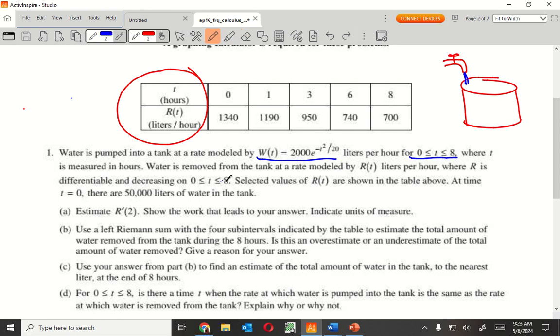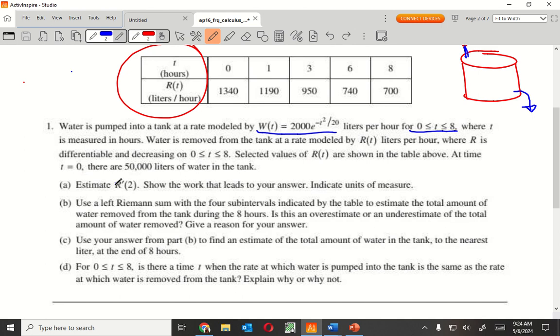Okay, so water is coming out also, modeled by this R. R is differentiable and decreasing from here to here. Selected values of R are shown in the table below. At T equals 0, there are 50,000 liters of water in the tank. So that's my starting amount.